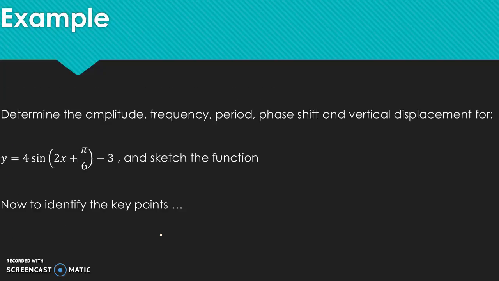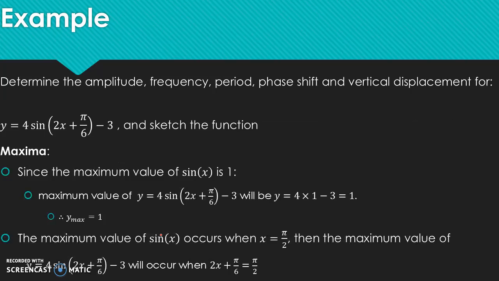Like I said, I prefer to use identifying key points as my method of sketching functions, so I'm going to look at that now. The basic property of a sine function is that it has a maximum of 1. Regardless of what's in these brackets, the maximum value that sine x can have is 1. So look at what our maximum y value is going to be. This 4 stays here. The maximum value of this section here is 1, and we've got the minus 3. So 4 times 1 minus 3 is 1. So the maximum y value is going to be 1.